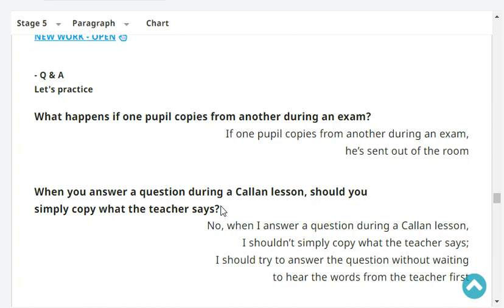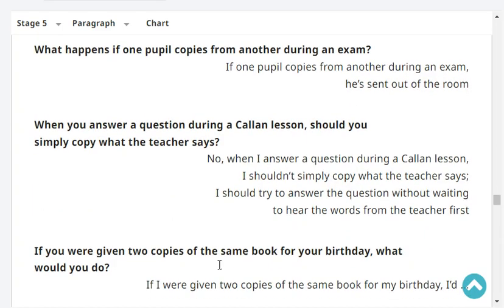When you answer a question during a Callan lesson, should you simply copy what the teacher says? No. When I answer a question during a Callan lesson, I shouldn't simply copy what the teacher says. I should try to answer the question without waiting to hear the words from the teacher first. Very good.